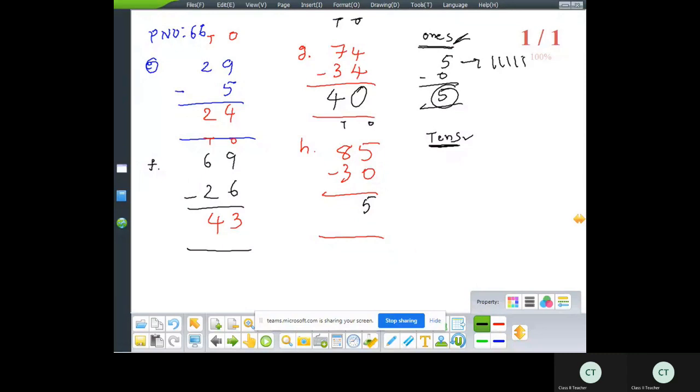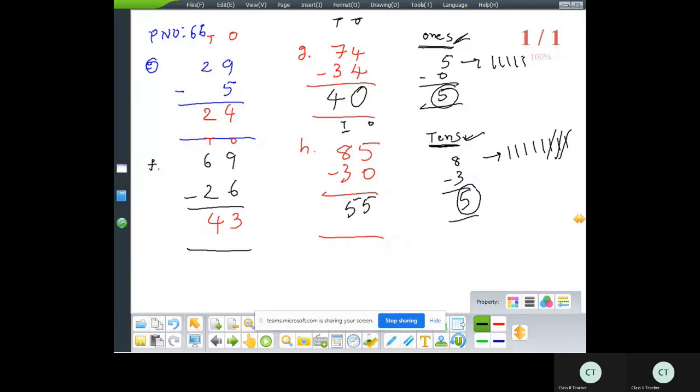Next, subtracting on 10's place. The digits are 8 and 3. 8 minus 3. Here 3 is smaller than 8. 3 is removed from 8. 1, 2, 3, 4, 5, 6, 7, 8. From 8 we remove 3. After removing 3 lines, 5 lines are there. 8 minus 3 is equal to 5. This answer 5 we write in 10's place.